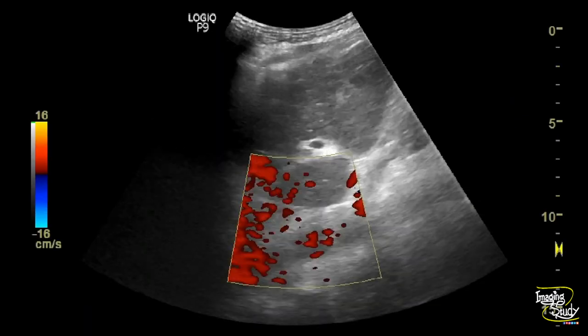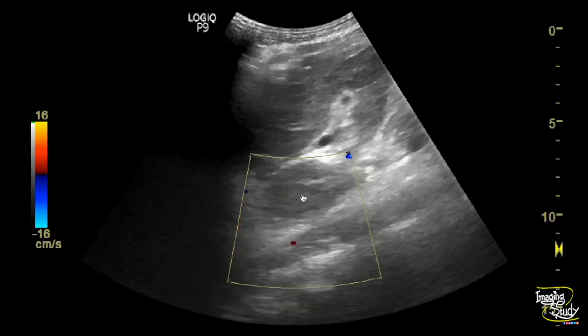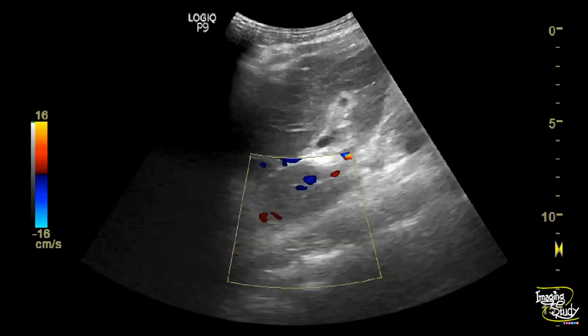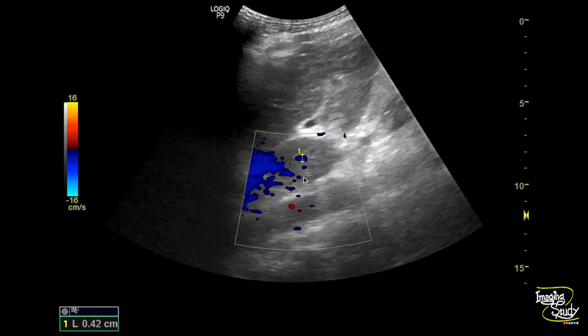Now here's the caudate lobe. You can see a tiny vein within the caudate lobe indicating the caudate vein. The diameter was 4 mm, indicating it as a dilated one.